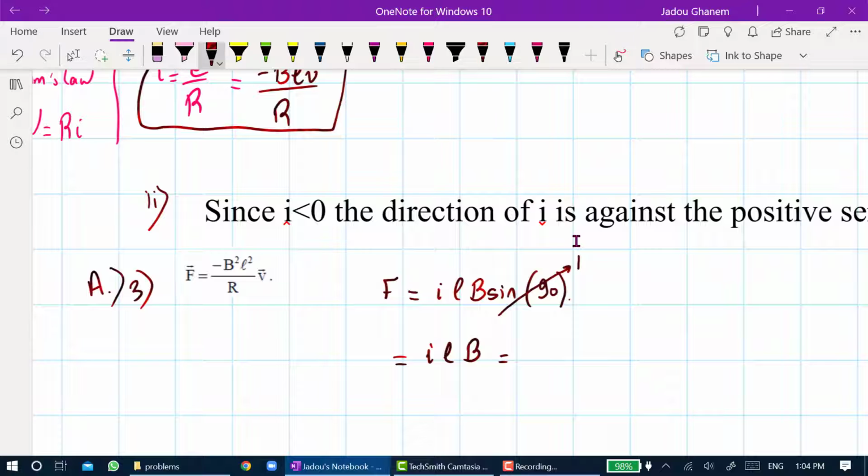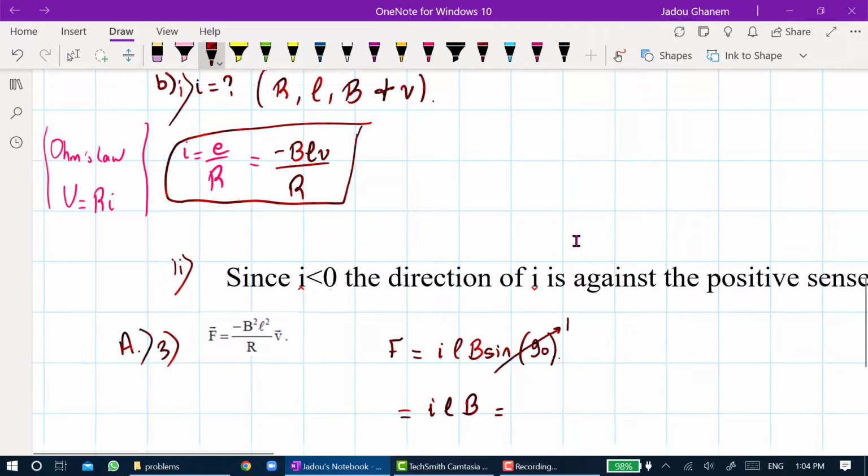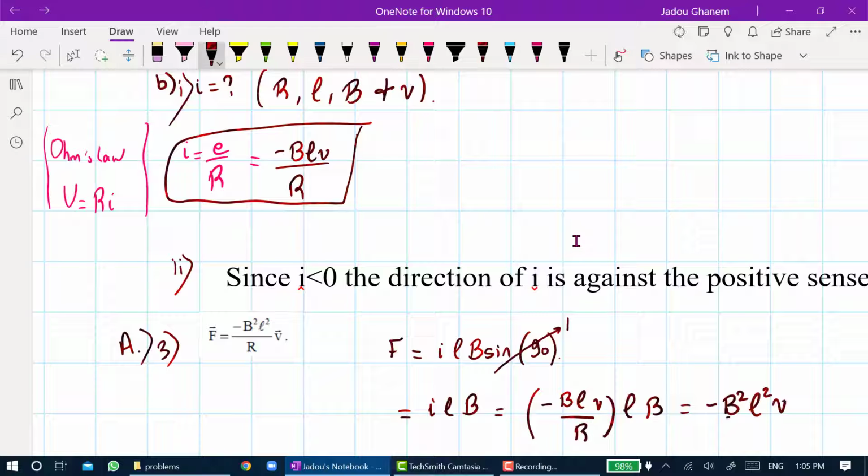Let's substitute the value of I, which is negative. So it's going to be minus B L V over R multiplied by L B. So it's going to be negative B square L square V over R. So after multiplication, we got this formula.